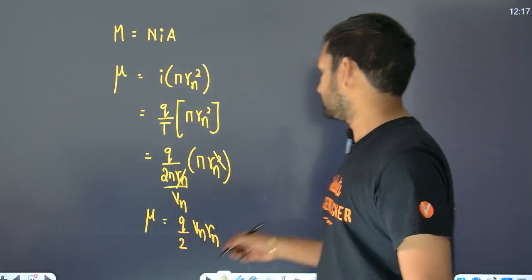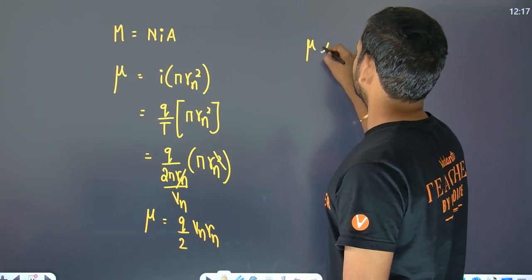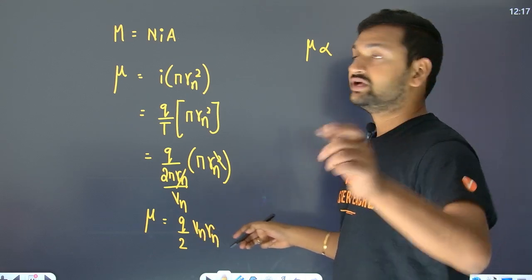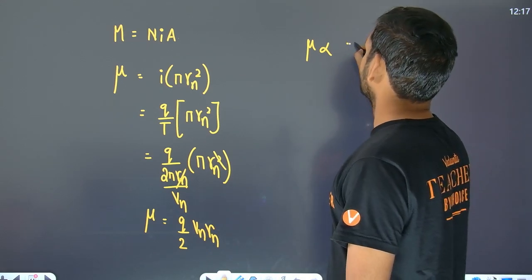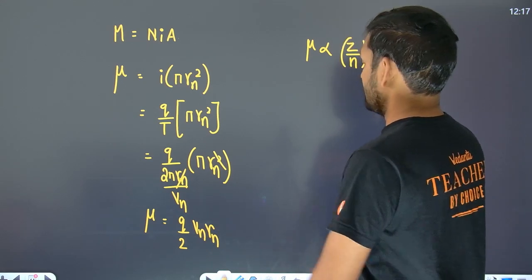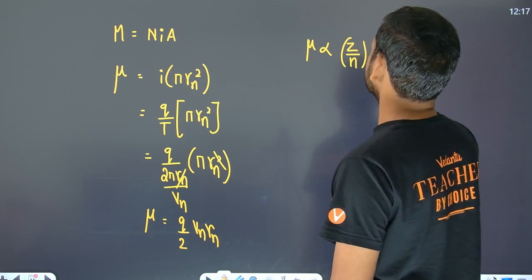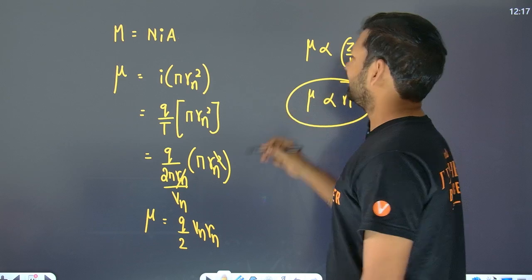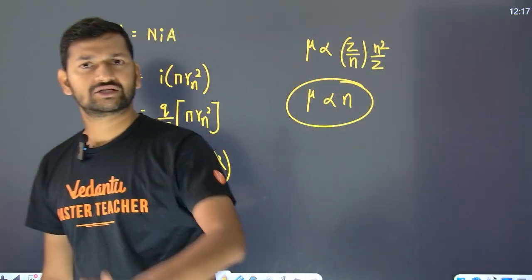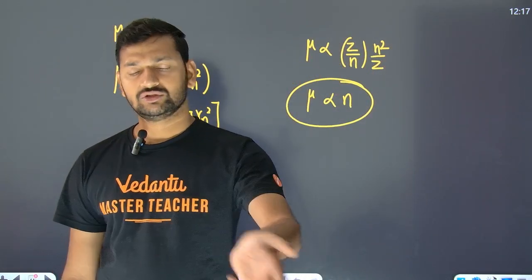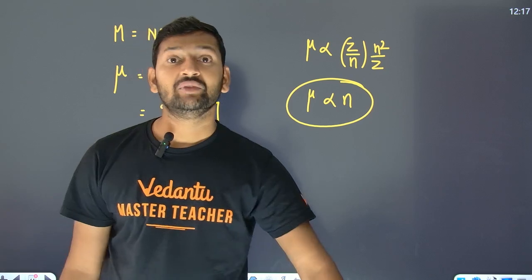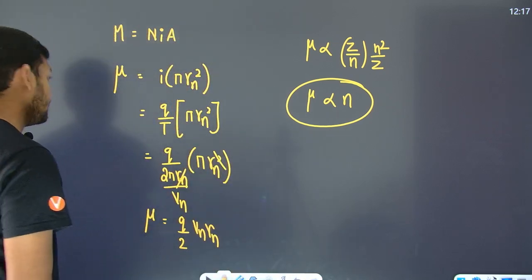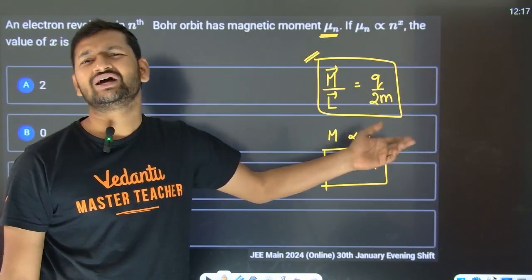Right? Now you tell me, mu is proportional to Vn. Vn is proportional to what? G by n. And Rn is proportional to what? N square by G. So from here, mu will be proportional to what? N. It's up to you how you want to approach; it's not a big deal. Keep that in mind. If you know this one, you would have got the answer directly.